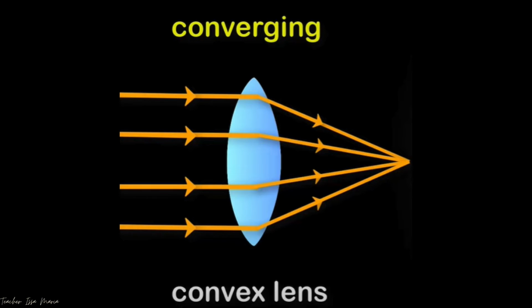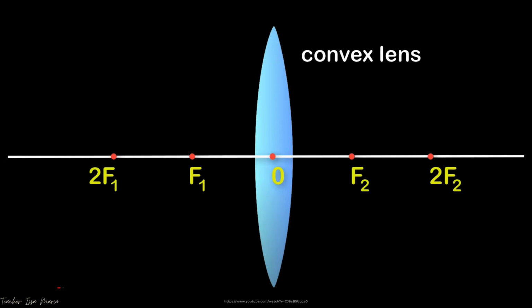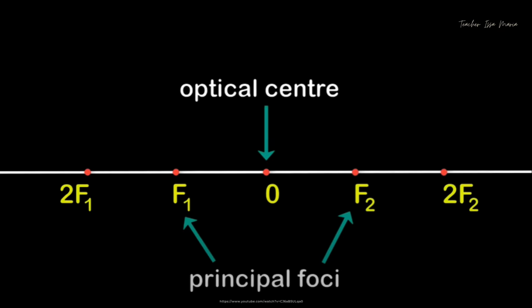To draw ray diagrams, we need three key parts. First, the principal axis. This is the straight horizontal line passing through the center. Second, the optical center. This is the exact middle of the lens. Number three, the focal points, one on each side at equal distance from the center, called the focal length.